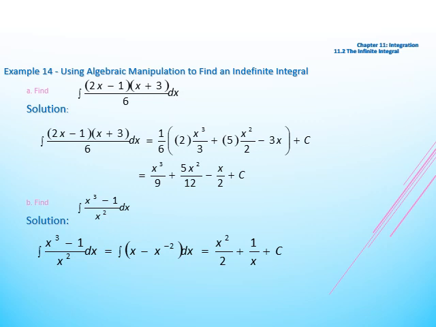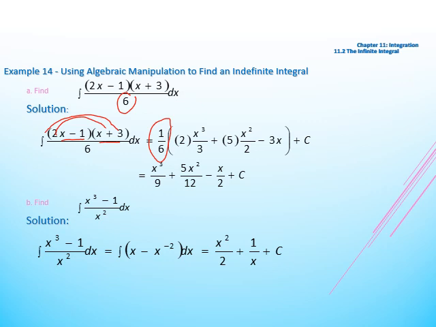Let's take this example. We have the integration of 2x minus 1 multiplied by x plus 3, over 6. So we will get 1 over 6 as a constant outside the integral sign. And here we can multiply these two by each other by using the distributive property as we used before.